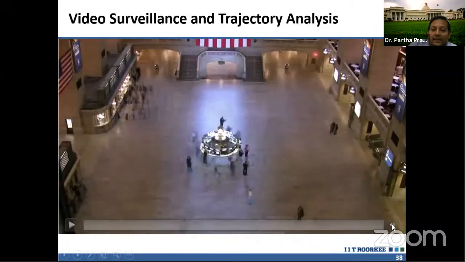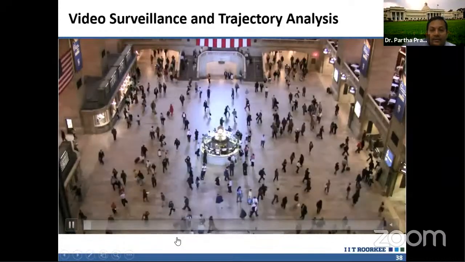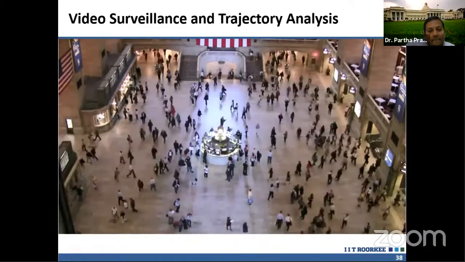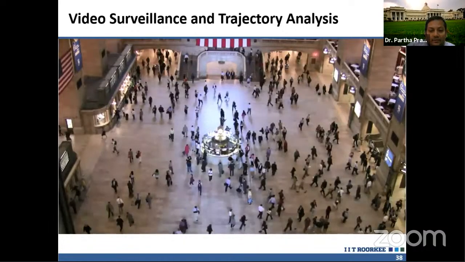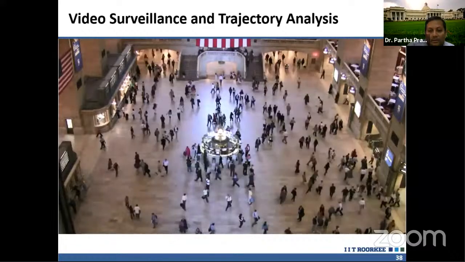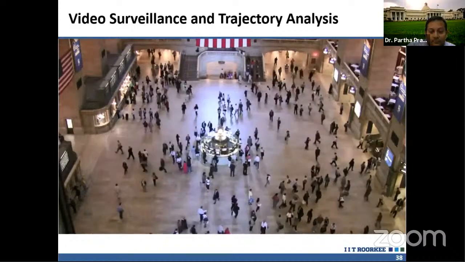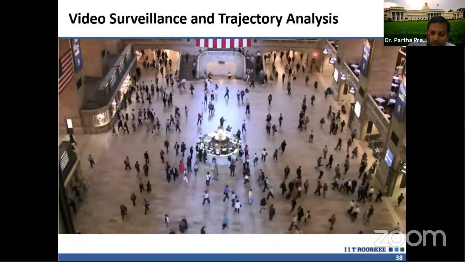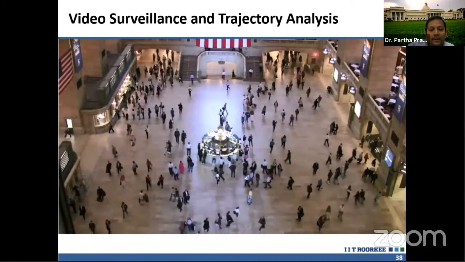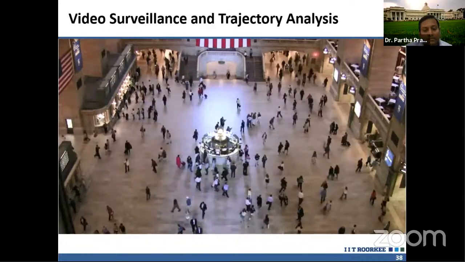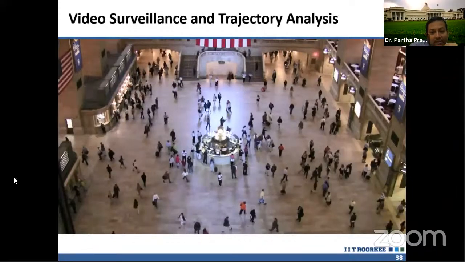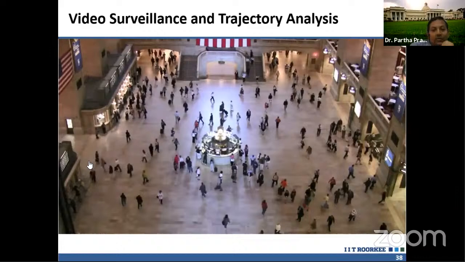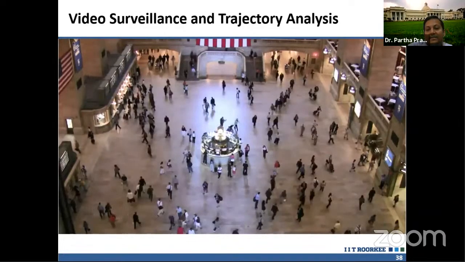So I show you another application. This is actually very useful. It's video surveillance. These are common scenarios in indoor or outdoor environments, like shopping malls, bus stands, railway stations, airports. You have many people moving here and there. Some of them could be standing, some could be fighting, some could be eating. So can a machine understand what is happening?